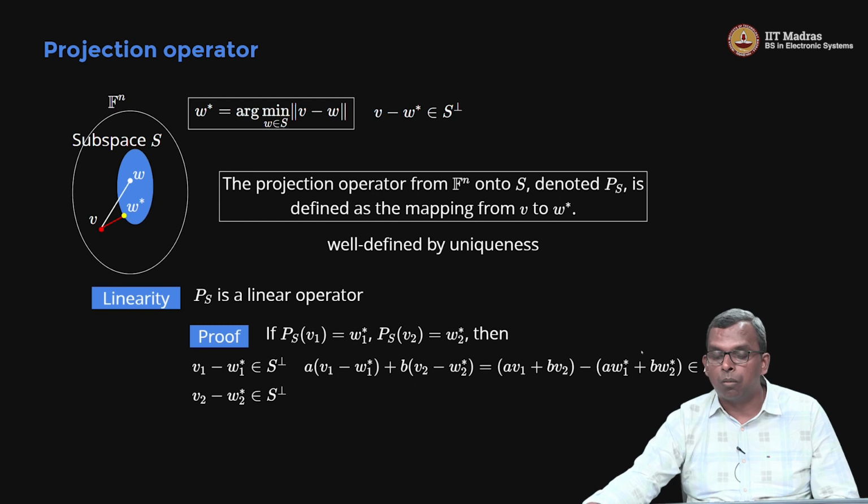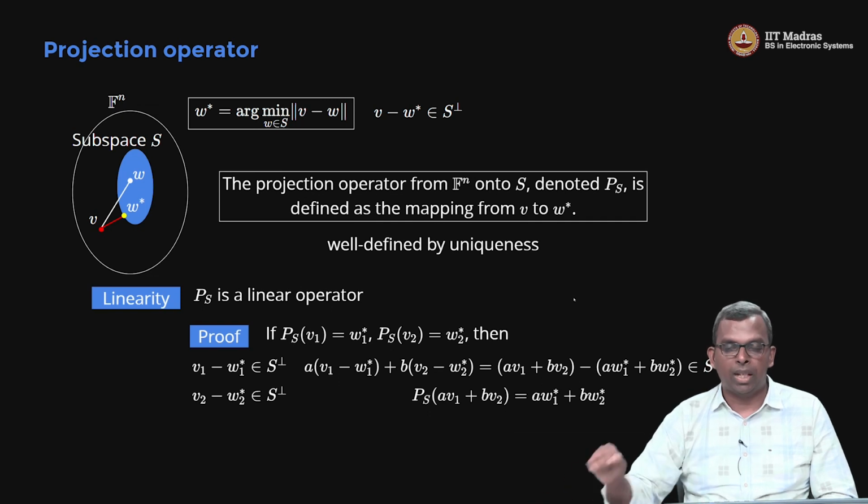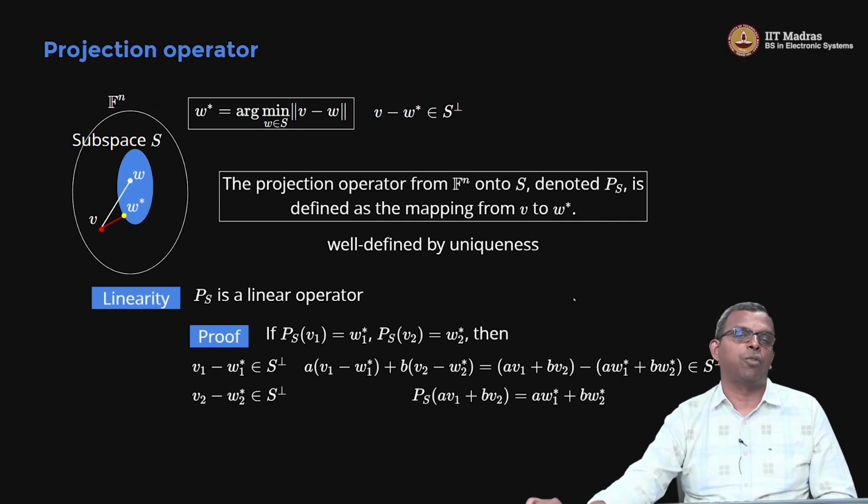A V1 plus B V2 minus (A W1 star plus B W2 star) is in S perp, and this A W1 star plus B W2 star actually is in S, right? W1 star is in S, W2 star is in S. So, A W1 star plus B W2 star is in S, okay? And this difference is in S perp, which means the projection of A V1 plus B V2 is actually A W1 star plus B W2 star. Let's think about this a little bit, you will see where it comes from. So, this PS is a linear operator. The projection operator is linear, and what we have been doing in the projection is actually applying a linear operator on V. Okay, that's what we are doing when we project.